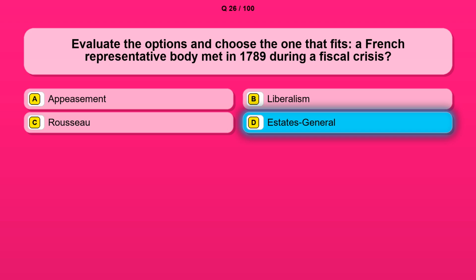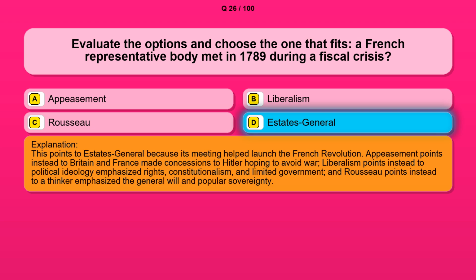The correct answer is option D. Estates-General. This points to Estates-General because its meeting helped launch the French Revolution. Appeasement points instead to Britain and France making concessions to Hitler hoping to avoid war. Liberalism points instead to a political ideology that emphasized rights, constitutionalism, and limited government, and Rousseau points instead to a thinker who emphasized the general will and popular sovereignty.